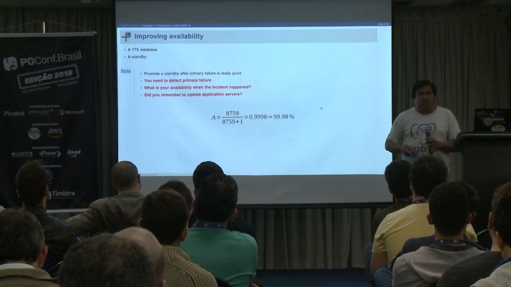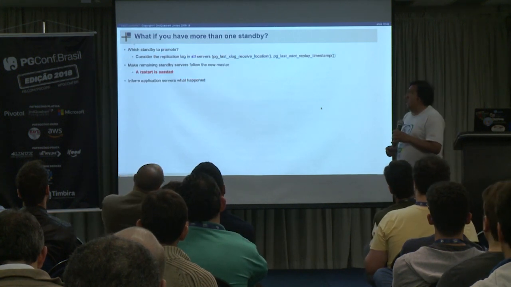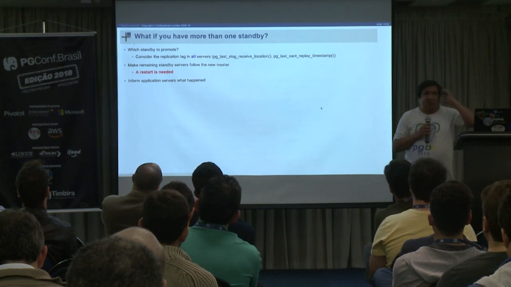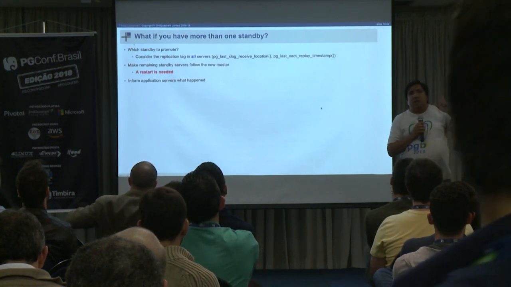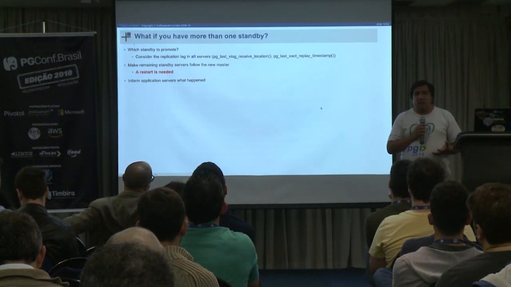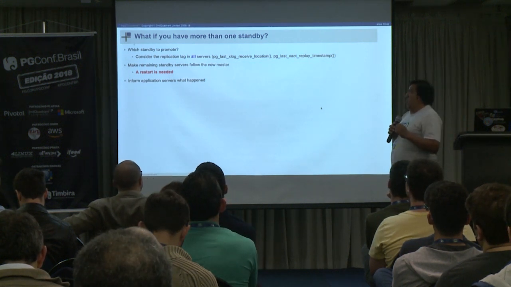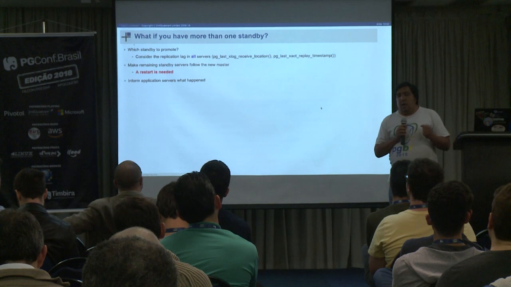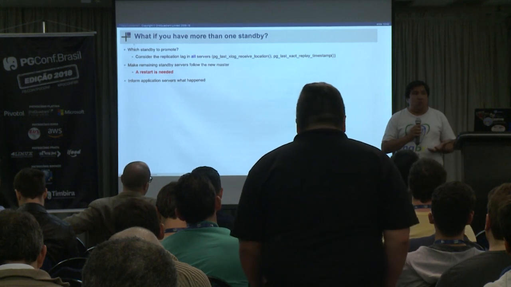Can we improve this? Get better availability? Yes, we can. But first, I need to explain there will be other problems. For example, you normally don't want just one standby. You normally want more standbys and distributed ones, right? Normally, I have seen people with at least two standbys. Now, if you have two standbys, then you have a problem. Which one will you promote?